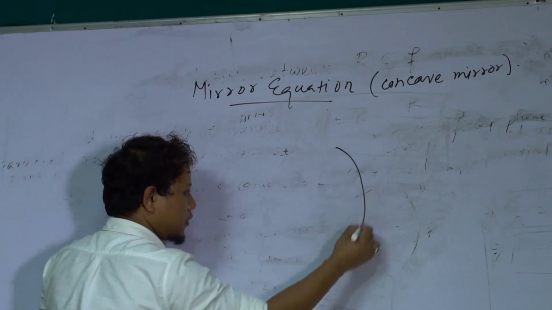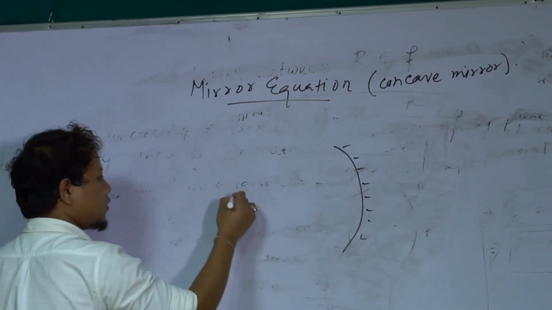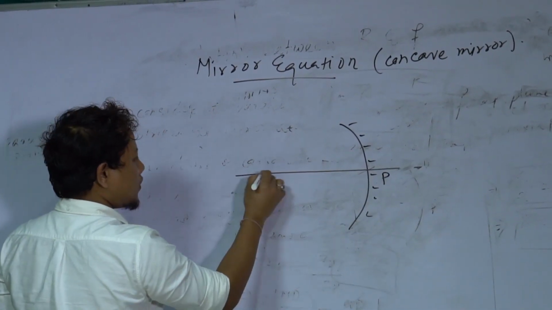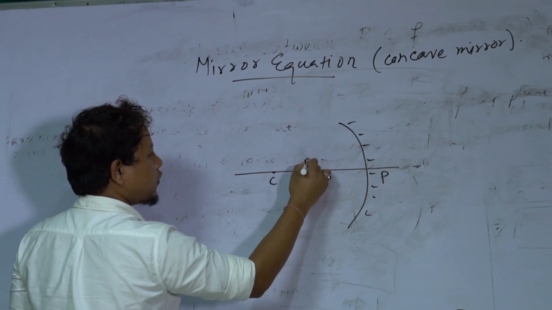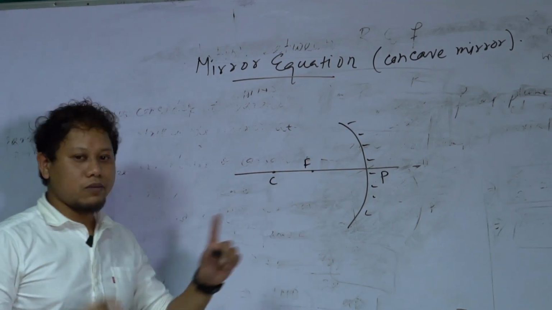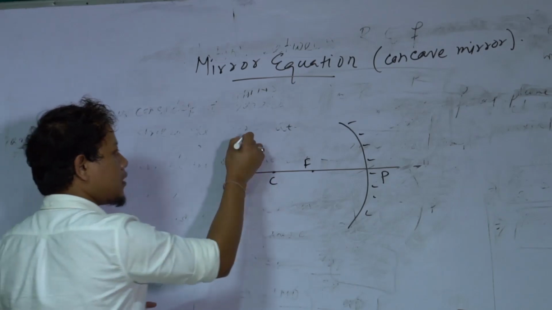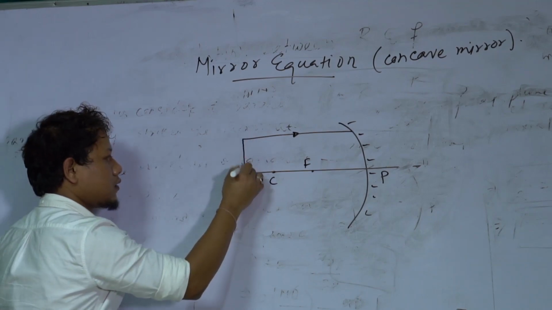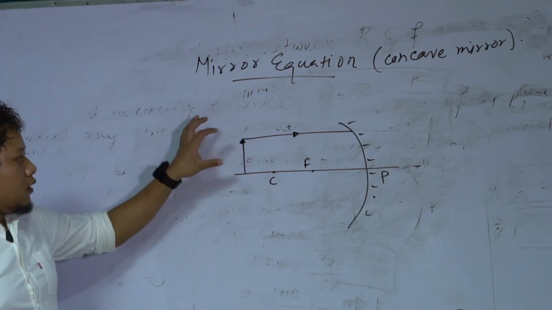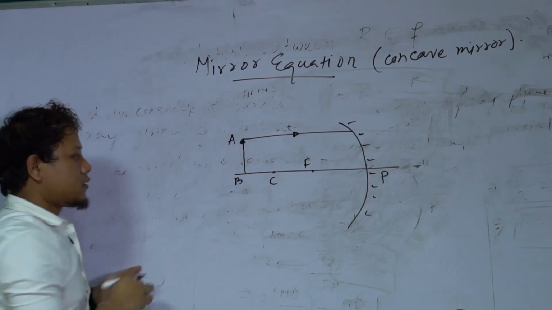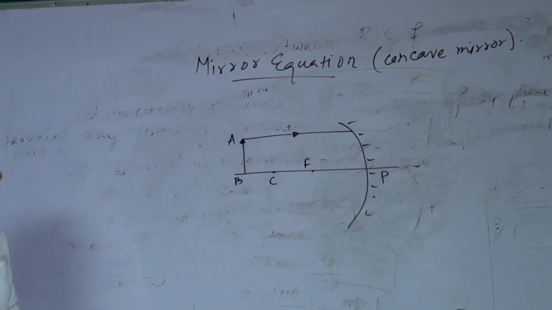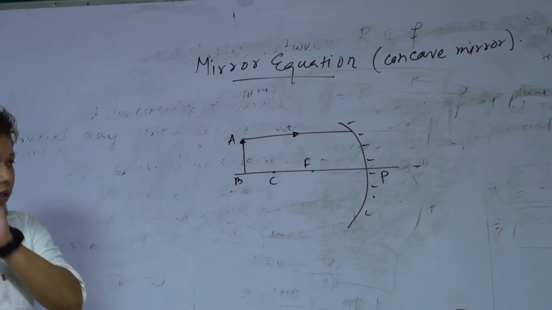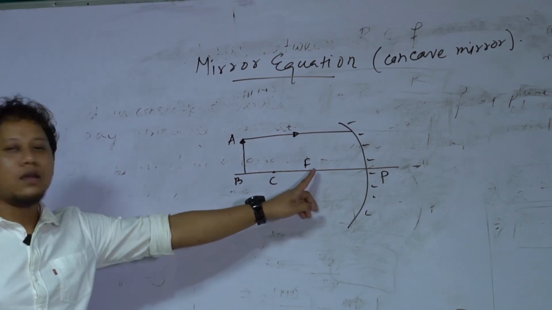First let me draw the diagram. This is a concave mirror. This is the principal axis. This is the pole of the mirror, this is the center of curvature, and this is the focus. As I told you, in the exam you have to use compass and scale for everything. This is a parallel paraxial beam of light. This is the object, say AB, placed beyond the center of curvature, and you have to remember one thing. When we place the object beyond the center of curvature, you have to make sure that your image is formed in between the center of curvature and focus.